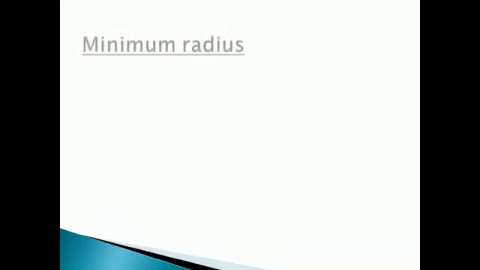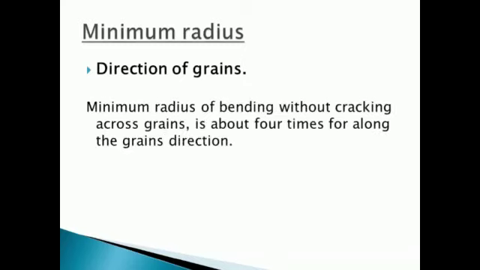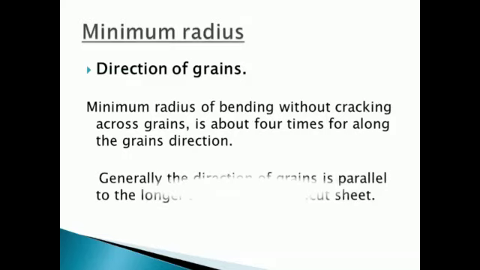Now, minimum radius. Minimum radius depends upon the direction of grains. Across the grains is more suitable than along the grain direction. Generally, the direction of grains is parallel to the longer side of the full uncut sheet.